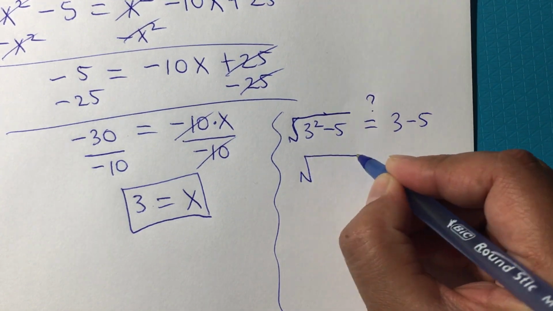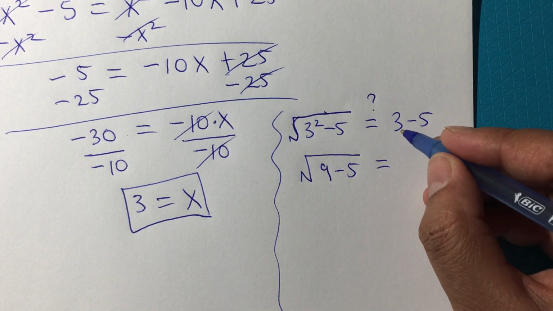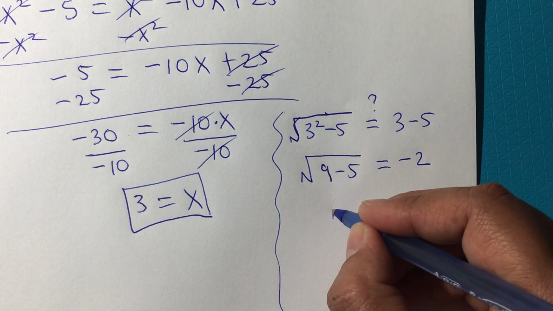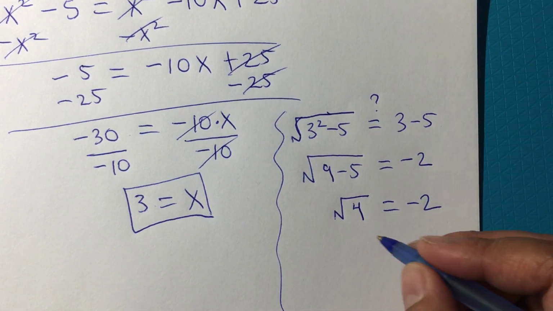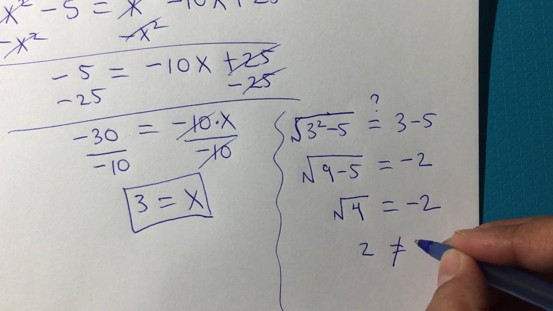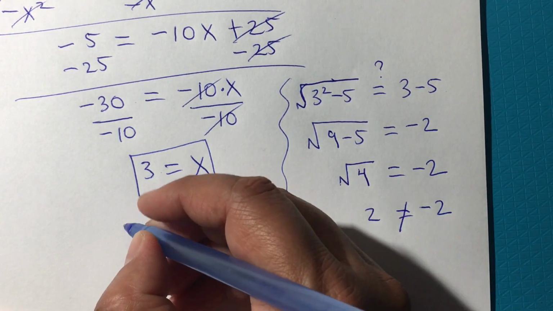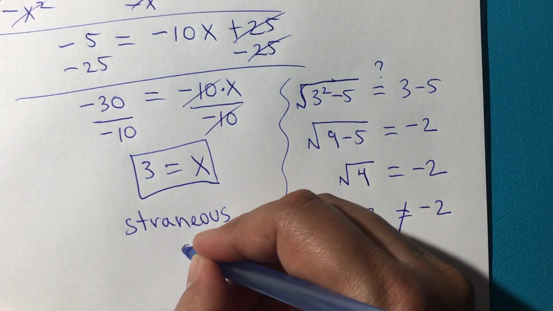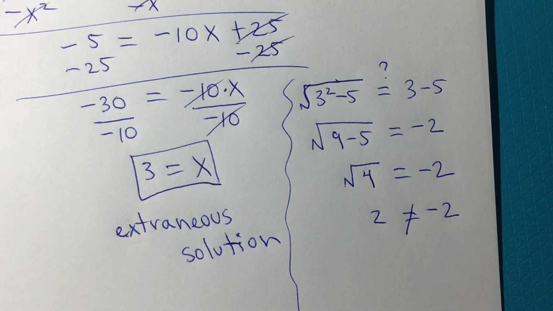And square root of 3 squared is 9 minus 5. Is it equal to 3 minus 5, which is negative 2? 9 minus 5 is 4 inside of the radical. Bring this down. The square root of 4 is 2, which is not equal to negative 2. Okay, they are opposite of each other. So we say that this is an extraneous answer or solution. It's not a true solution, and it's EX, not S.